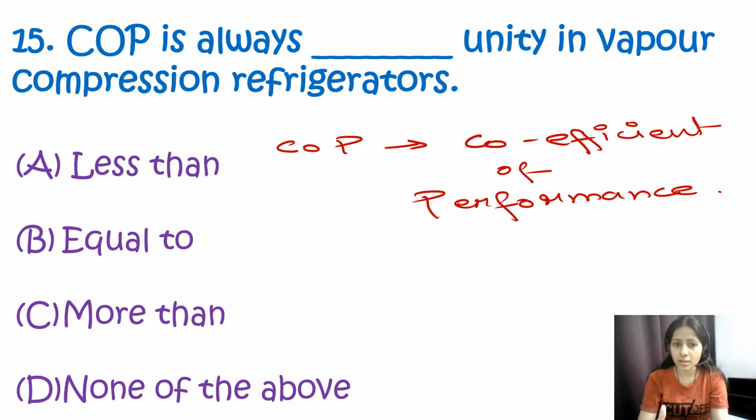Now in the case of the ideal vapor compression refrigeration cycle, this COP can theoretically be greater than 1. So this indicates that more heat is removed from the refrigerated space than the amount of work input required to achieve it, which represents an efficient cooling process. So therefore over here my correct option should be option number C, that is more than 1. So the correct option is option number C.